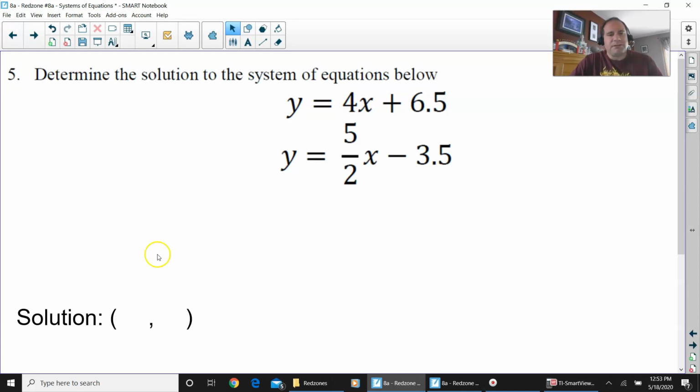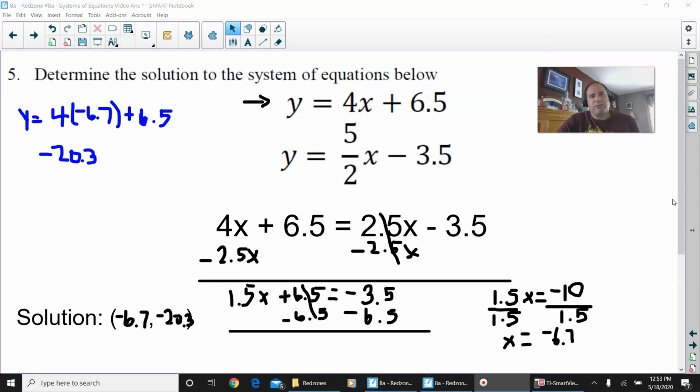Press pause now. So taking a look at this, I have 4x plus 6.5 equals 2.5x minus 3.5, and I changed the 5 over 2 to a 2.5 because I think it's easier to work with as a decimal. So what you do to solve, remember, you always try to get the smaller x over to the larger x. In this case, I subtracted the 2.5x on both sides. 4x minus 2.5x equals 1.5x, and I bring down the plus 6.5 equals, and I bring down this negative 3.5. Then I subtracted a 6.5 from each side.